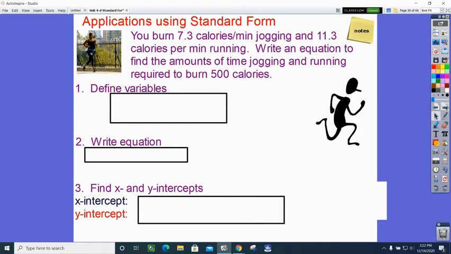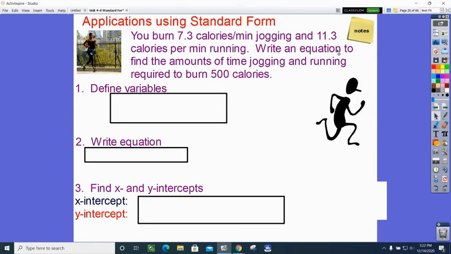So here's an example of an application that uses the standard form. Imagine that you're going to go out jogging and running. So you're going to do interval training. Sometimes you're going to be jogging, sometimes you're going to be running. Now, when you jog, you burn 7.3 calories per minute. And when you run, you burn more, 11.3 calories per minute.